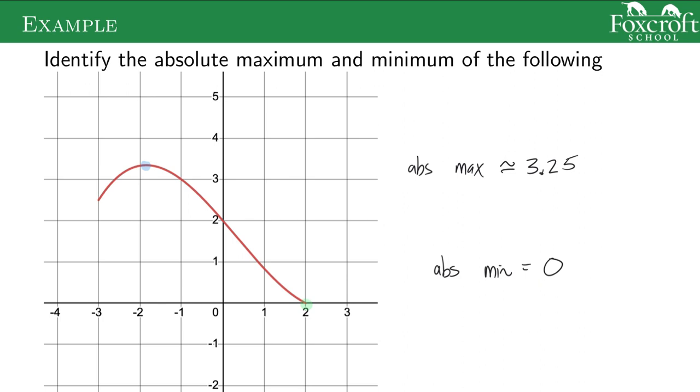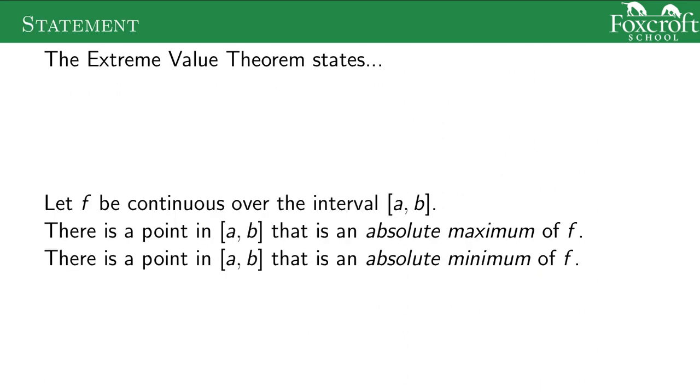So now that we know what absolute maxes and mins are, just the biggest y value or the least y value, the extreme value theorem says if we have a continuous function, so our assumption here is only continuity, then there is an absolute max and there is an absolute minimum.